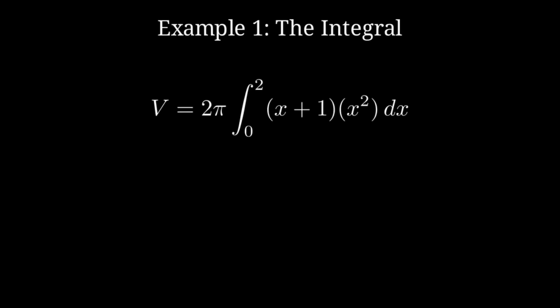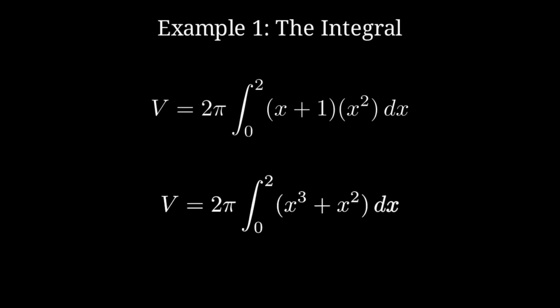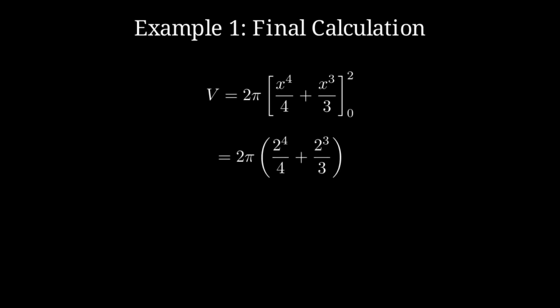We set up the integral, 2π times the integral from 0 to 2 of the radius, x plus 1, times the height, x squared. Multiplying these out gives us the polynomial x cubed plus x squared, which is easy to integrate. Evaluating the antiderivative at the bounds, we get 4 plus 8/3 minus 0. This simplifies to 20/3. Multiplying by 2π, we find the total volume is 40π over 3 cubic units. Visualizing the shells helps confirm this result.